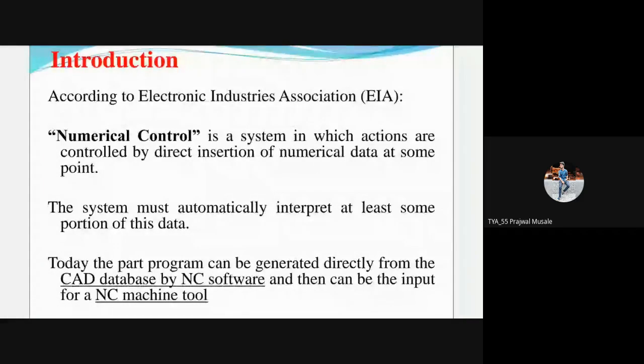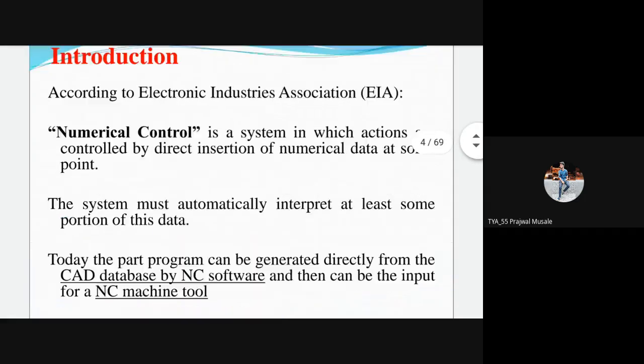To create the different programs, different softwares are available, according to our 3D model, and then it can be the input for the NC machine too. Whatever the CAD database, whatever the CAD drawing, that drawing is converted into the NC program. That NC program we can give to the NC machine, and definitely our product will be manufactured. This is all about the simple introduction of numerical control.